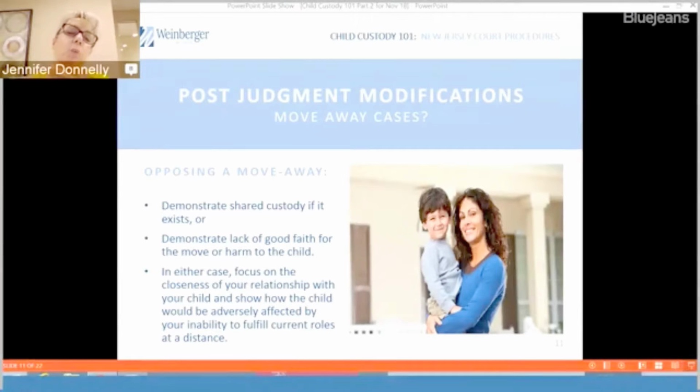In either case, you really do want to focus on your relationship and how close you are with the child, and how your child would be adversely affected by the move, by your inability to continue in your current role at a distance. There's no arguing that your parenting time is going to change, and your relationship is going to change with your child if your child is moving away. If you feel as though your child really truly will be adversely affected by a move away, talk to the court about that.